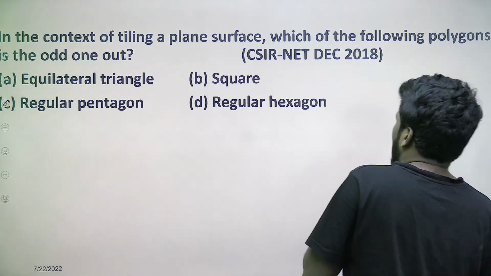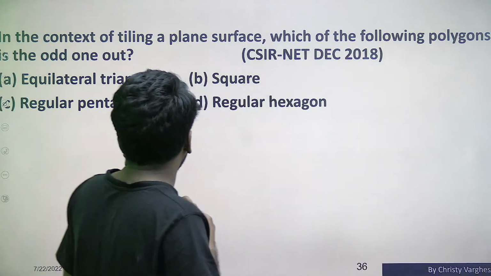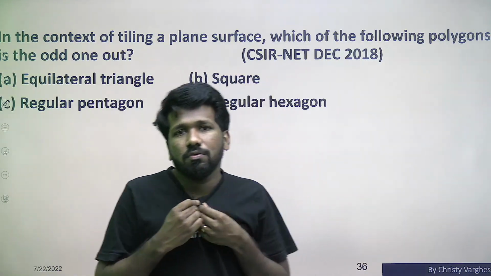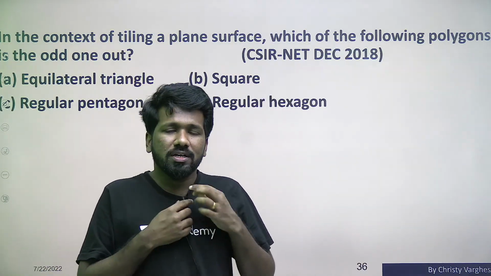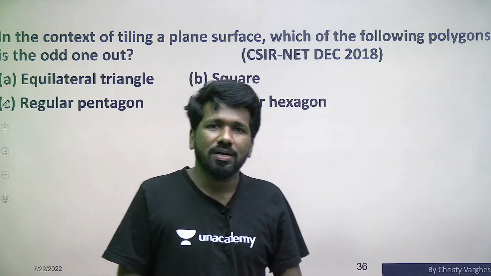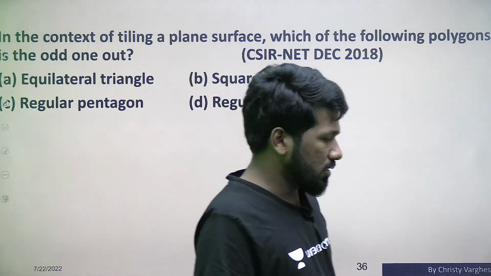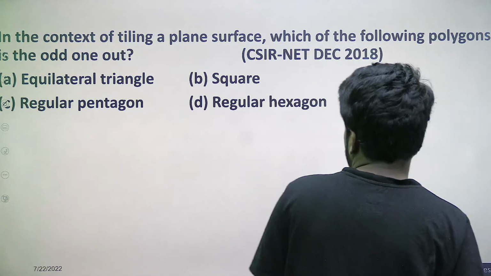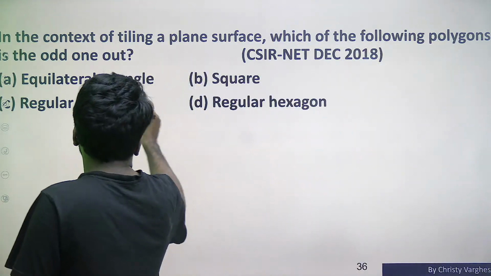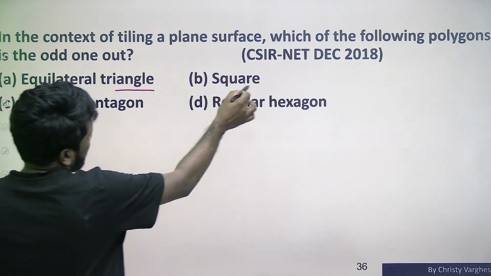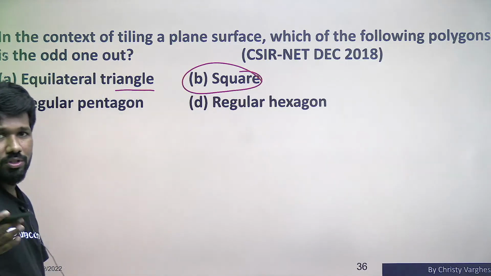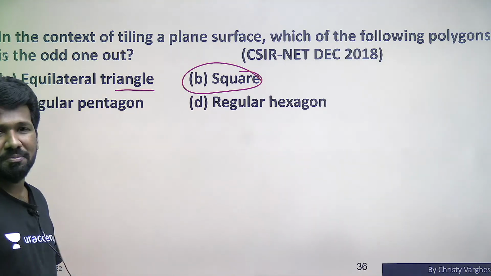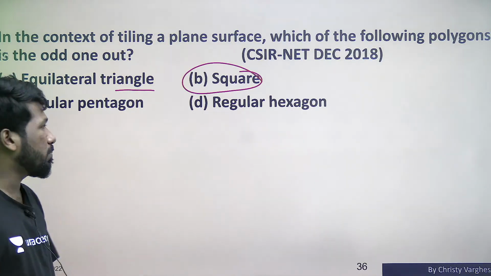In the context of tiling a plane surface, which of the polygons is the odd one out? Which polygon is the odd one out means by which of the polygons we cannot do the proper tiling. Which of these four polygons cannot do proper tiling? Let us try each of the cases. Square tiling we already discussed in the last 2, 3, 4, 5 questions, right? Square tiling is possible. We have seen square tiling properly.